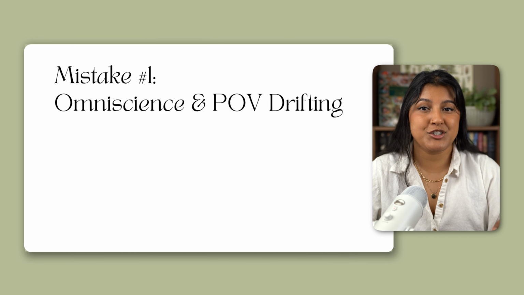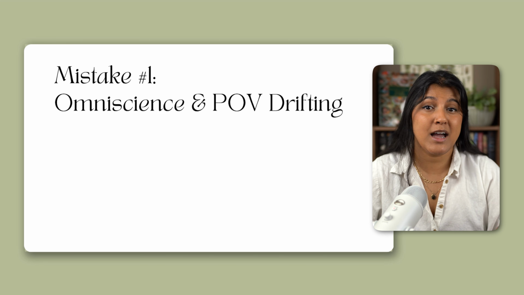The first mistake is creeping into omniscient narration and point of view drifting. This is the most common mistake I see with this point of view. It happens when your narrator suddenly knows things your point of view character couldn't possibly know, like what's happening in another room, what another character is thinking, or information your character hasn't discovered yet.